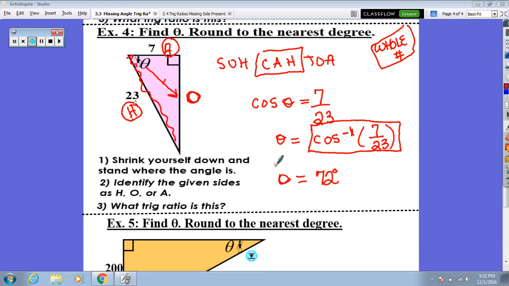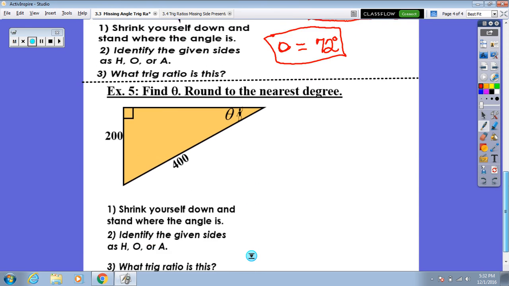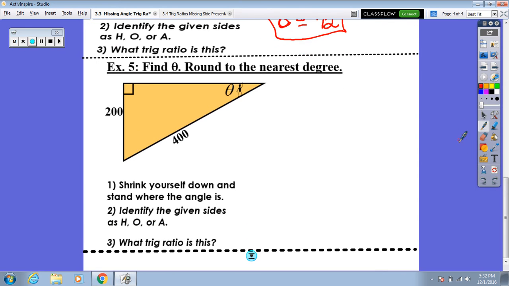Alright, so I hope that this is getting easier and easier as we go. Once again, I would like for you to try number 5 on your own. This is our last example today. So please make sure that you're trying these so that when you get your worksheet, you won't have any problems.